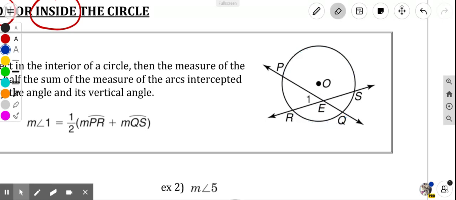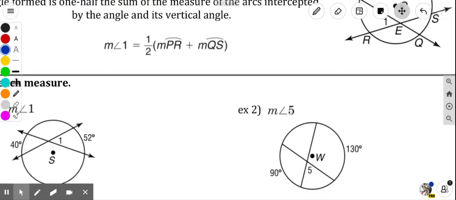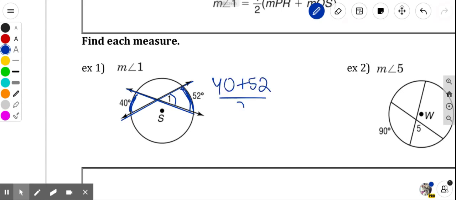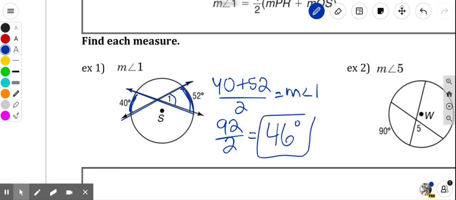All right, so let's do a couple examples. This first one, find the measure of angle 1. So this is pretty straightforward. We have these 2 secants intersecting. They create this arc that's 40 degrees, this arc that's 52 degrees, and we're trying to find angle 1. So you're just going to add 40 and 52 and divide by 2, and that will give you the measure of angle 1. So that's going to be 92 over 2, which would give us 46 degrees for the measure of angle 1. So that's a pretty straightforward one.